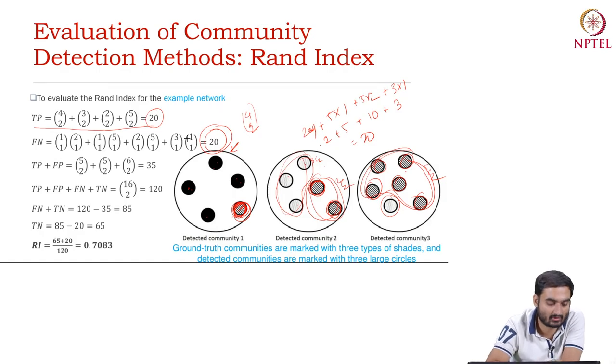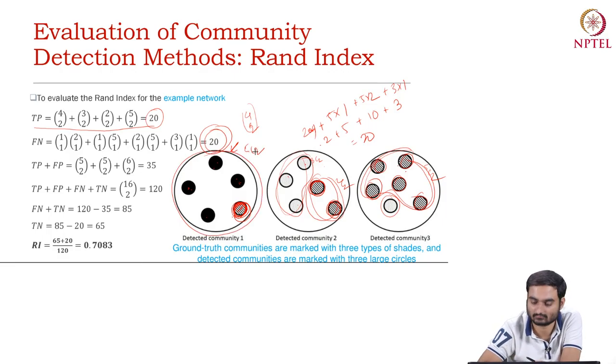What is true positive plus false positive? True positive plus false positive pairs are basically those pairs which belong to the same detected community. Within the detected community, some of them are true positive, some of them are false positive. So you will take this one, and how many pairs can be possible? 5C2. Here 5C2, here 6C2. So true positive plus false positive is 35.